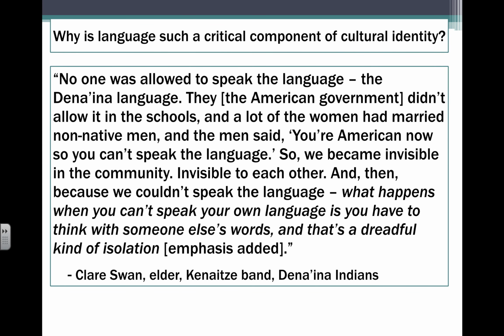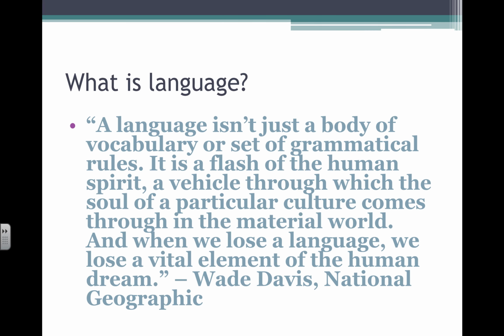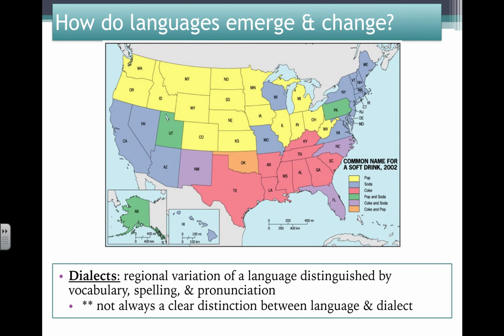We went through these in class, but just generally speaking, to help us understand why language is so important, I love this particular phrase: language is a flash of the human spirit. I just love the expression of how language can be such a key component of cultural existence and truly is the medium. It's the way in which culture is expressed by different groups of people.